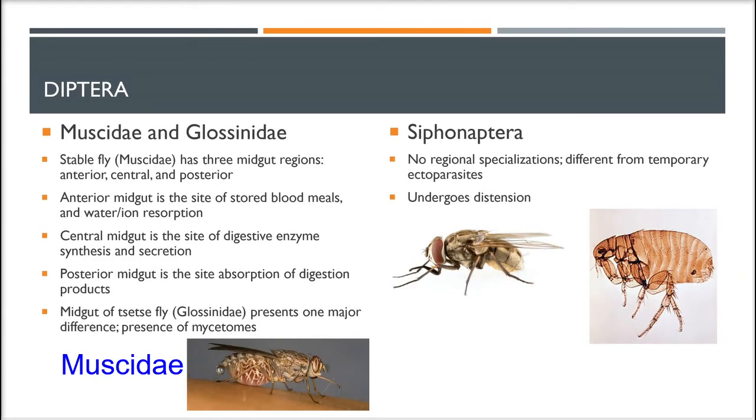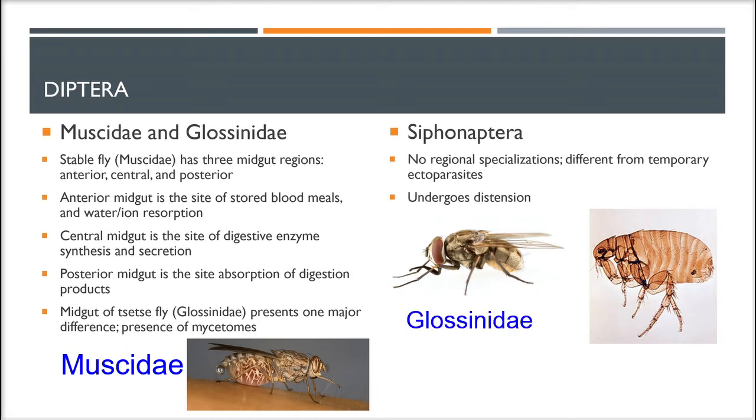Muscidae, which is typically the housefly but the chapter covers the stable fly instead, have three midgut regions. These are the anterior, central, and posterior. The anterior midgut is the site of stored blood meals. It is also the site of water and ion reabsorption. The central midgut is the site of digestive enzyme synthesis and secretion. The posterior midgut is the site of absorption of digestion products.